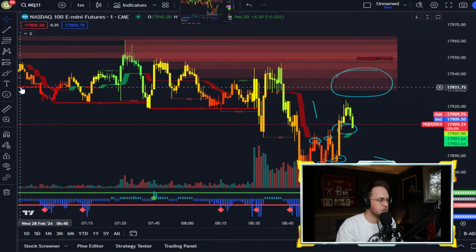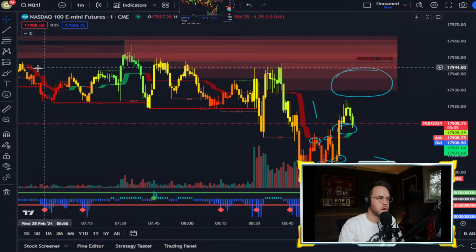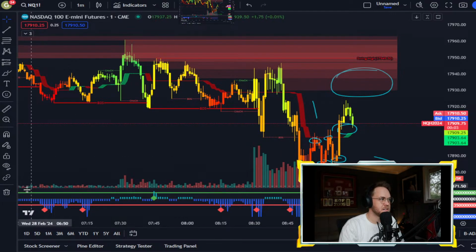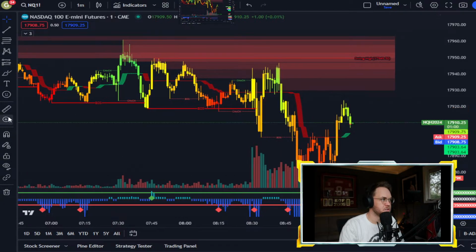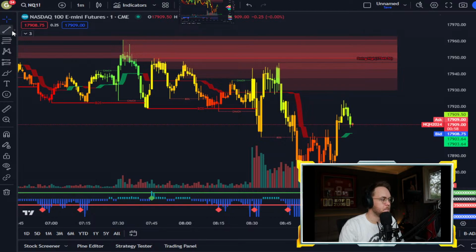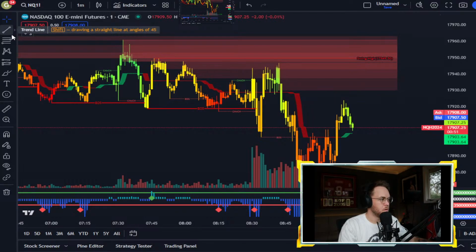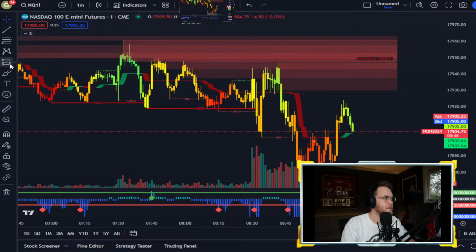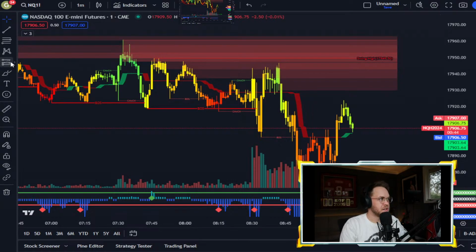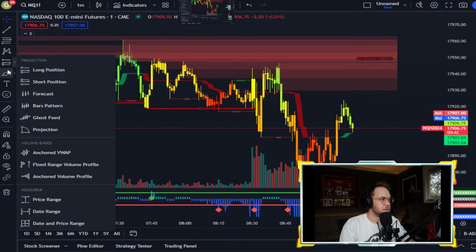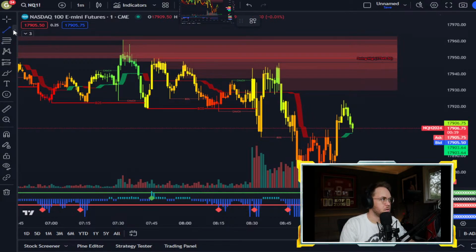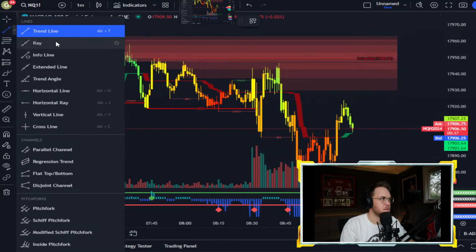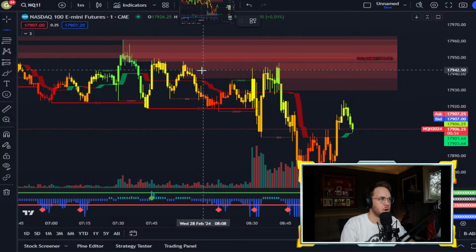So let me make one more. I've just realized I accidentally removed the opening ranges that I drew. So all right. If you are just now watching, I'm going to redraw our opening range.